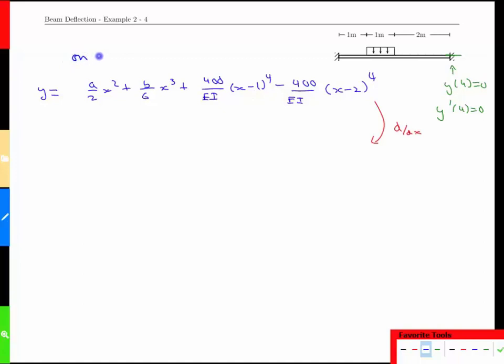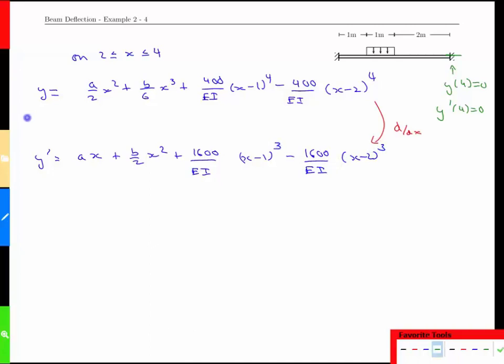Notice that this is the function that applies when x is between 2 and 4. Most importantly, the 4 point is what we need right now. But we can take the derivative on that interval. That'll give us ax plus b over 2x squared plus 1600 over EI x minus 1 to the 4 minus 1600 over EI x minus 2, cubed for both of those.